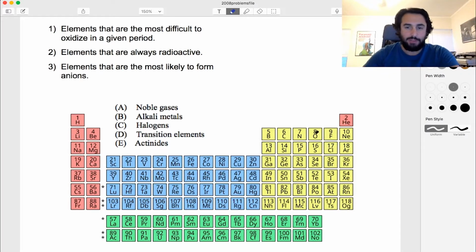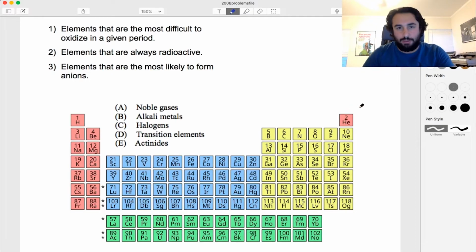But as we go to the right in the period, we're adding protons to the nucleus. So we have a greater and greater effective nuclear charge. Those electrons in that shell are being held more and more tightly. That's also why the radius contracts. So if it's harder and harder to remove electrons as we go to the right, then obviously the noble gases are going to be the hardest to ionize, and thus the hardest to oxidize. So it's the hardest to remove these electrons.